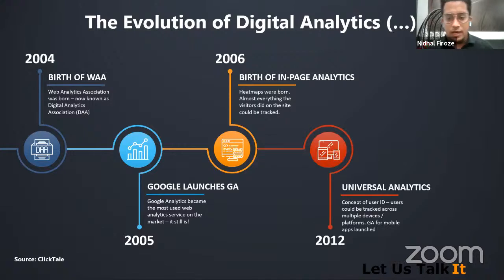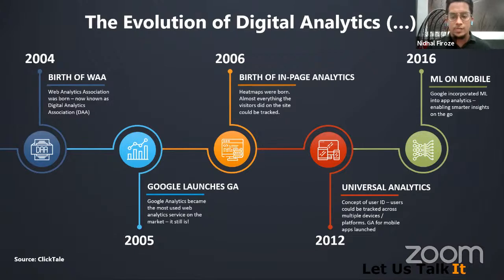And in 2012, the concept of user IDs was generated, and now you are able to identify the same user across mobile, web, and other platforms. So that's where Universal Analytics became a thing. And in 2016, Google incorporated machine learning into app analytics, enabling smarter insights on the go.